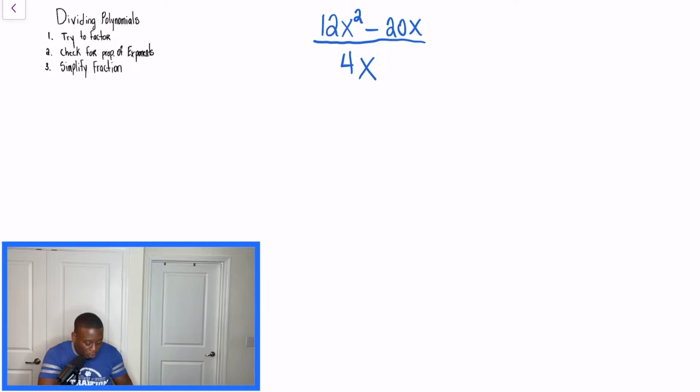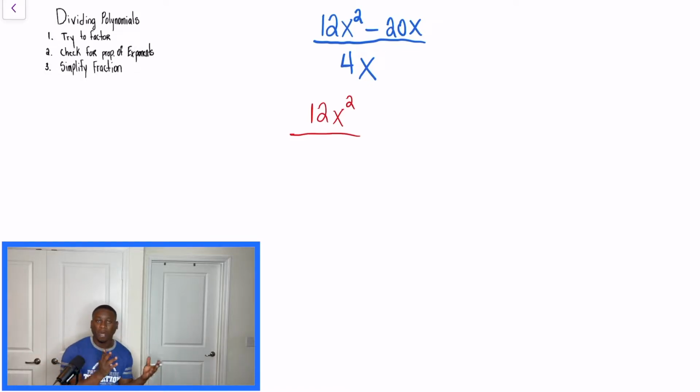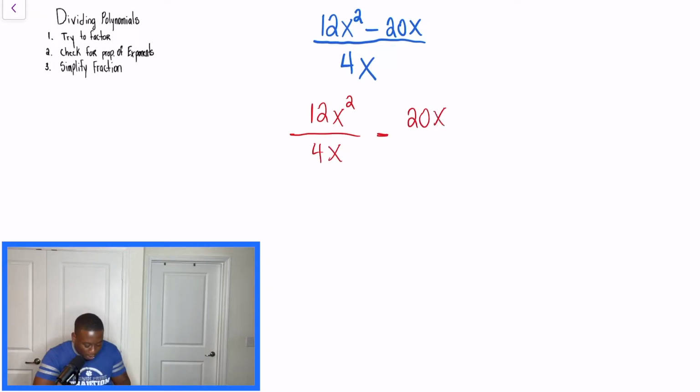So when we look at the first problem, there's more than one way to solve this. And remember that we're dealing with fractions. So the first way I could solve it is breaking the problem apart, right? I'm going to put 12x squared over 4x, and then I'm going to do the same thing to 20x, and I'll just simplify separately.